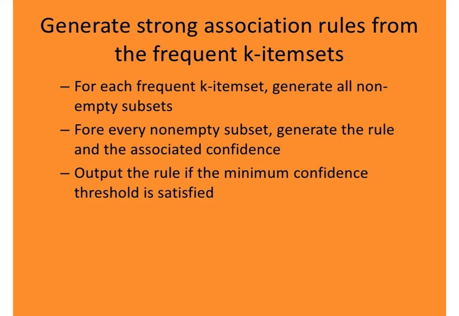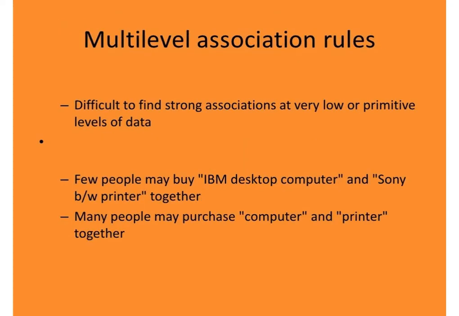So moving on, we have the multi-level association rule. It is difficult to find strong associations with very low or primitive level data. Here, for example, few people buy an IBM desktop computer and a Sony black and white printer together. But many people may purchase a computer and a printer together. So here the argument is in terms of brand, but the true fact is that many people buy a computer and a printer at the same time.